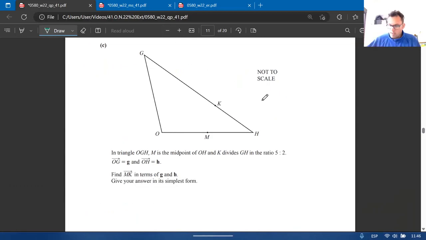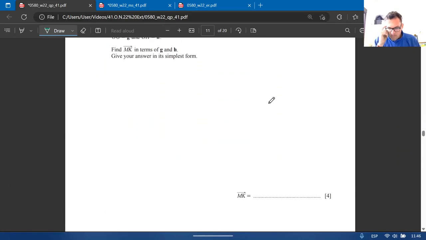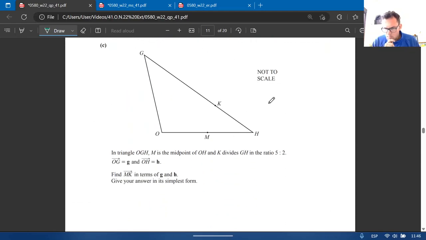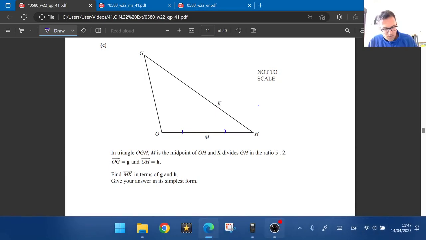Now we've got vectors again, and this is a lot of people's favorite. Here's a 4-mark question, and very important here is to look at every fine detail and mark it out. So in triangle OGH, M is the midpoint of OH. So that means that length and that length is the same. K divides GH in the ratio 5 to 2.